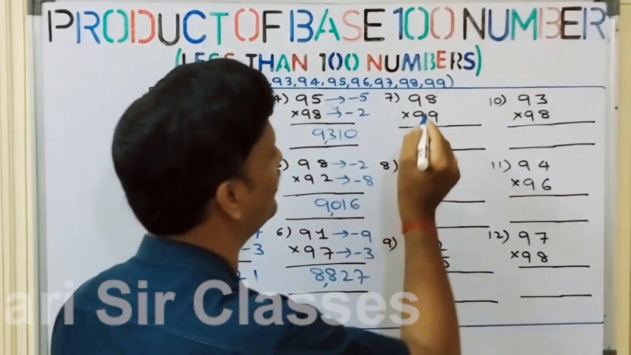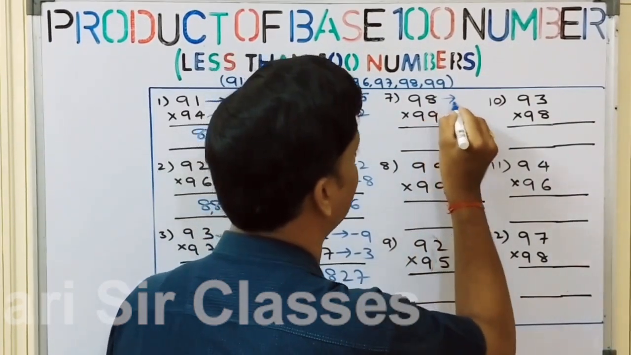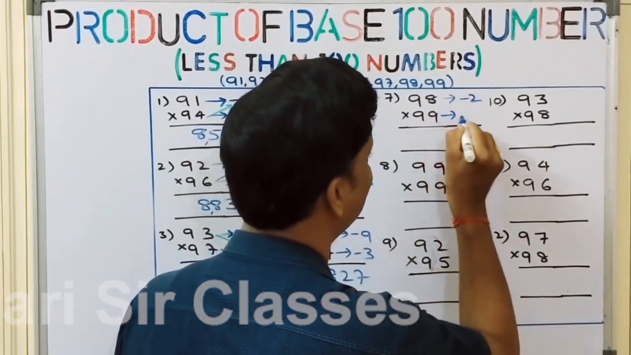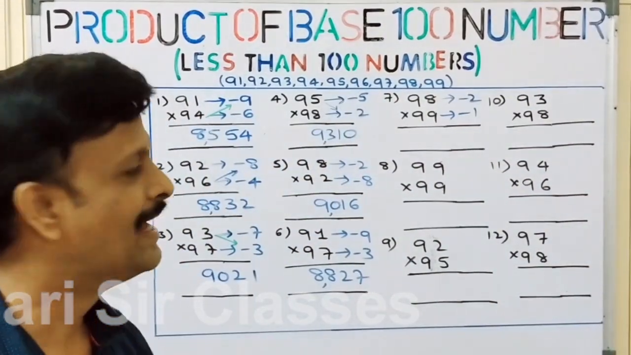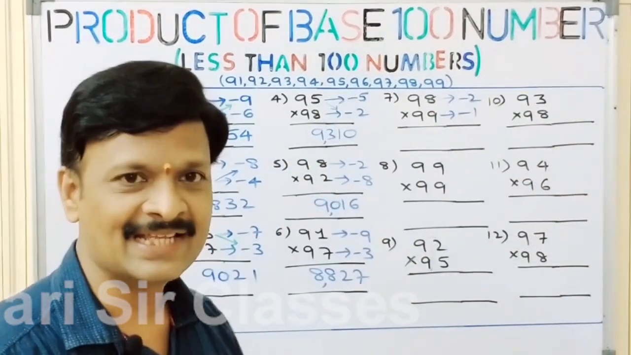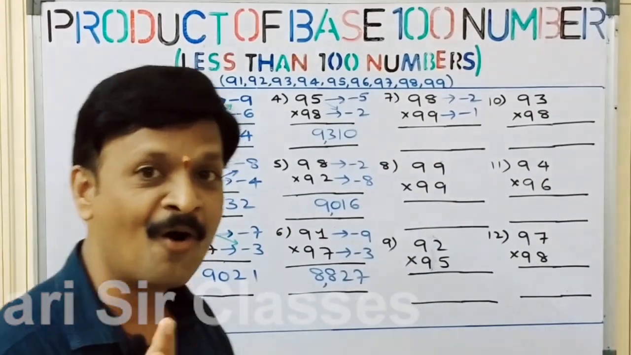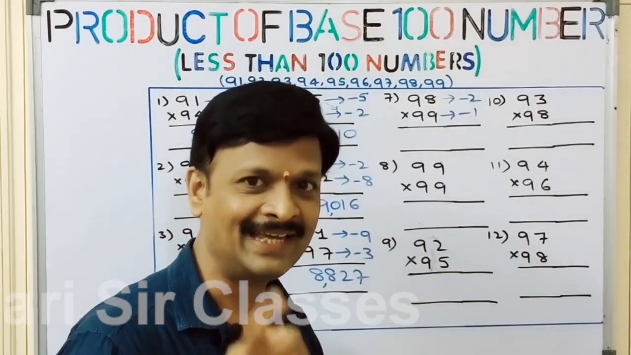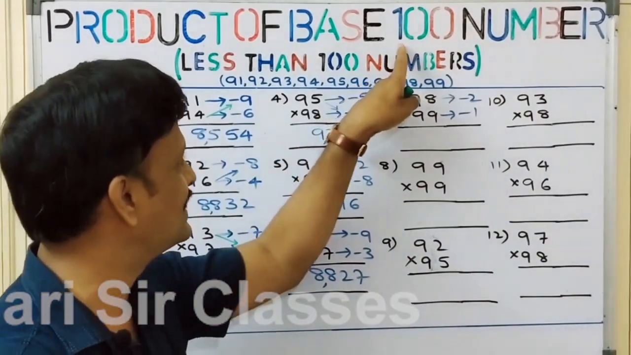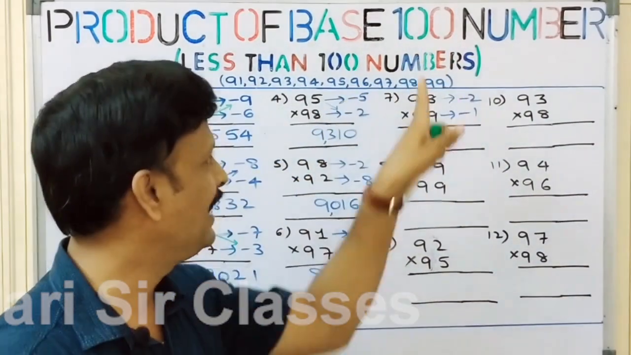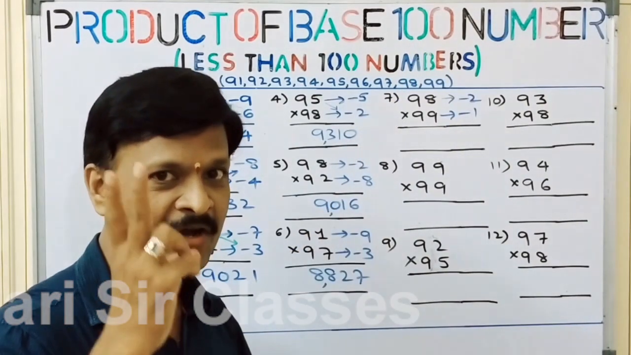Next, coming to the seventh question, that is 98. This is minus 2 and this is minus 1. Now here you observe. Minus 2 into minus 1, 2 ones are 2. How many digit number is it? It is only a one-digit number. We are working with what base? The base is 100. In 100, how many zeros are there? 2 zeros.